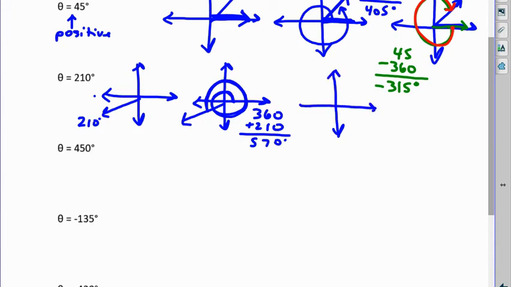Now, okay, what if I'm here, but I want to go in the negative direction to there? How far would I have to go? Remember, this other side was 210, so how far is the negative side? So 210 minus a full rotation, and that ends up with a negative 150 degrees. So that's a coterminal angle.